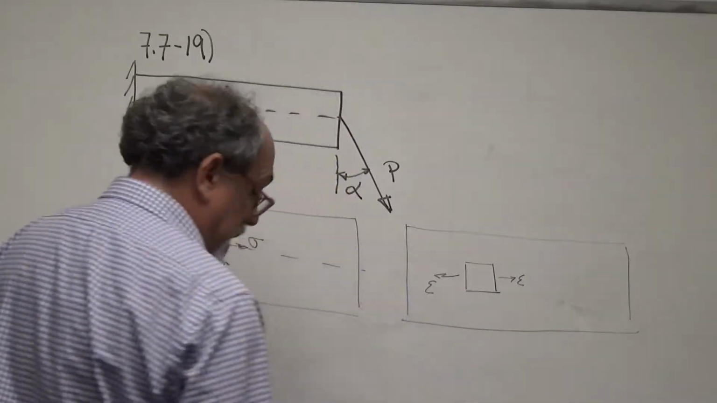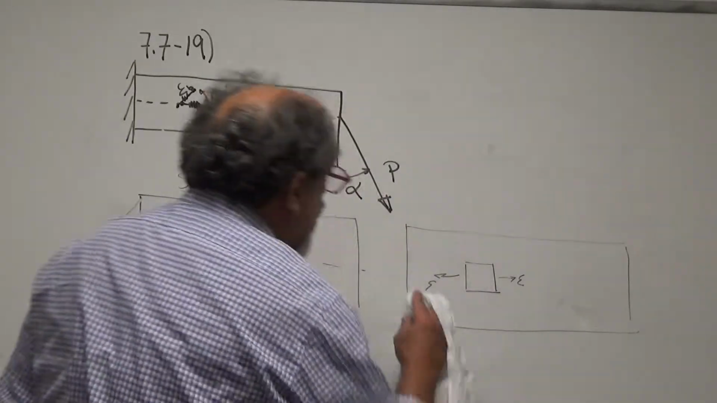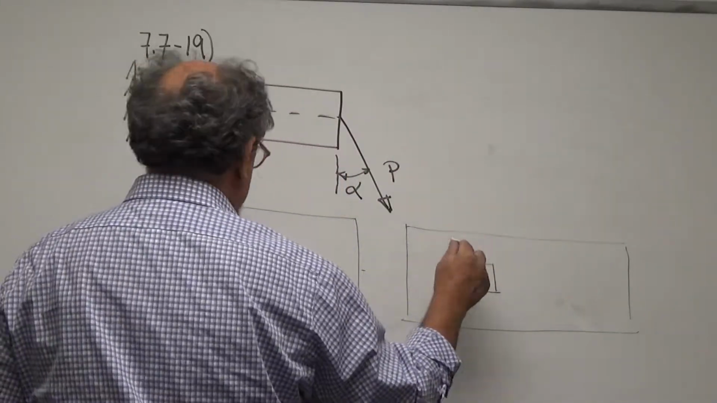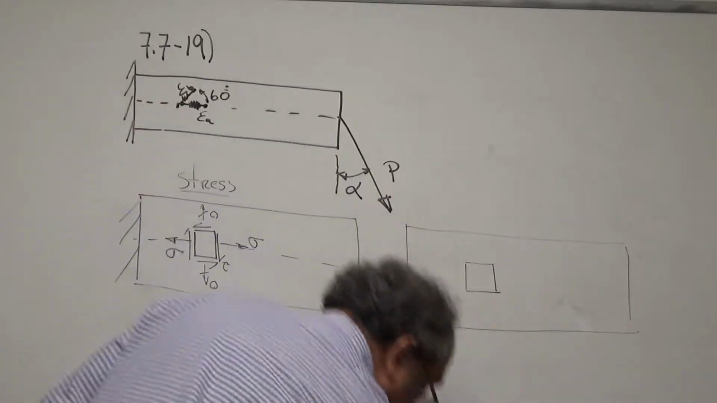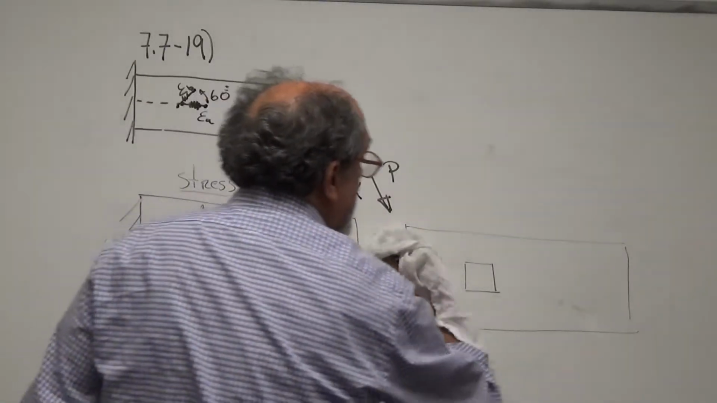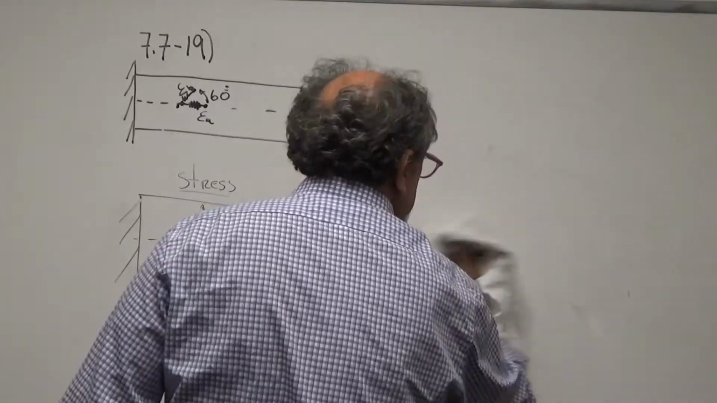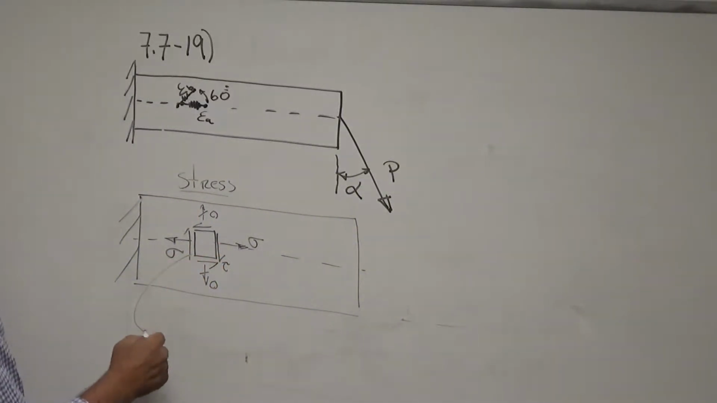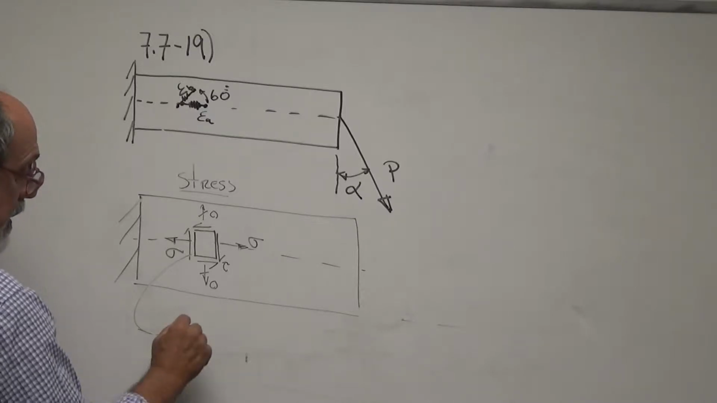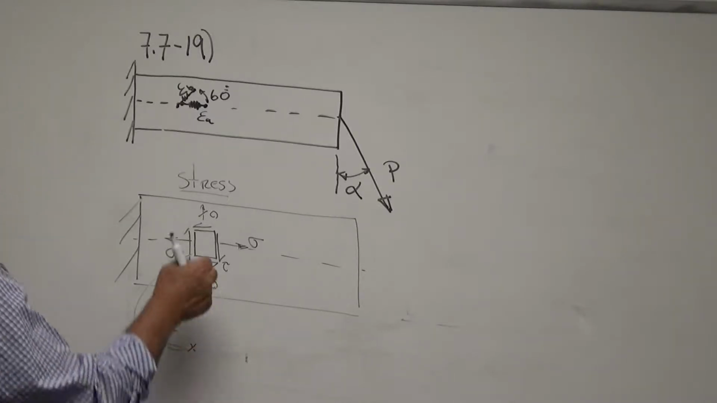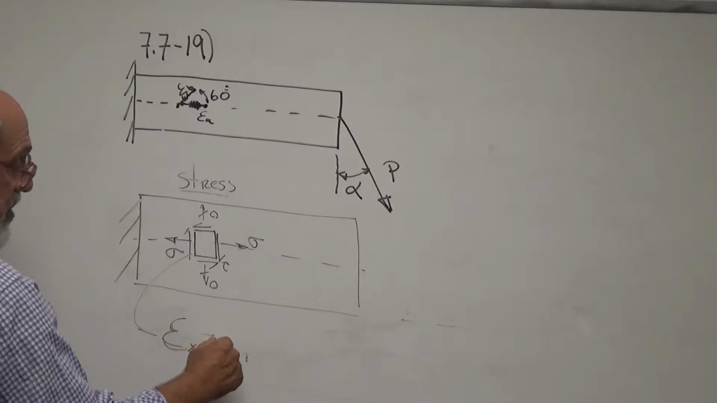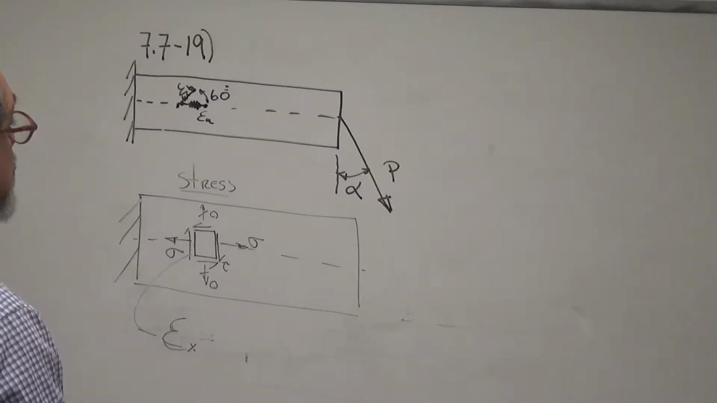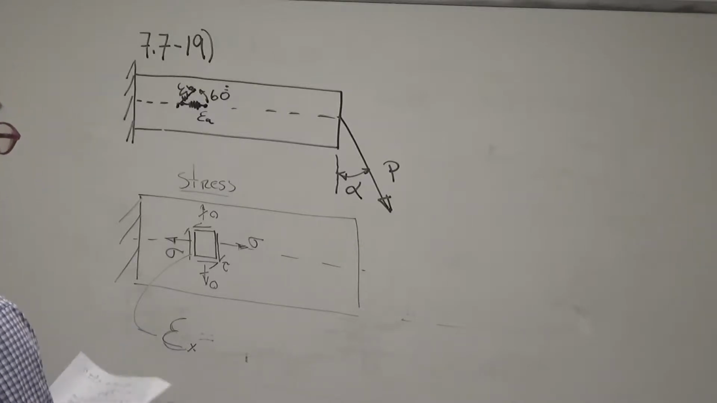In fact, I don't know if I need to. Maybe I won't draw directions, not to confuse you with directions. Instead of doing this one geometrically, let me just say that due to this, there will be a strain in the x direction because of the sigma, right? And that strain in the x direction is one of the ones that we measured, and it's actually epsilon A, right?